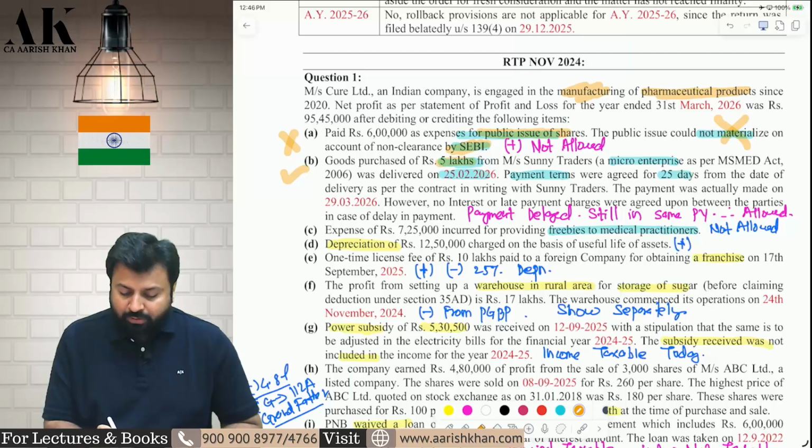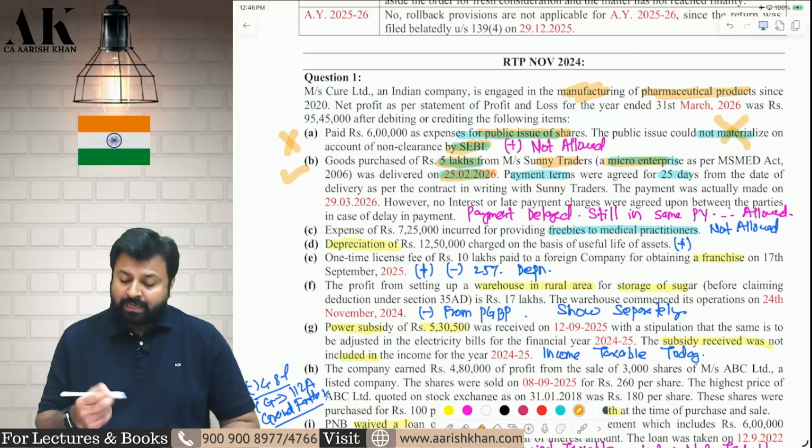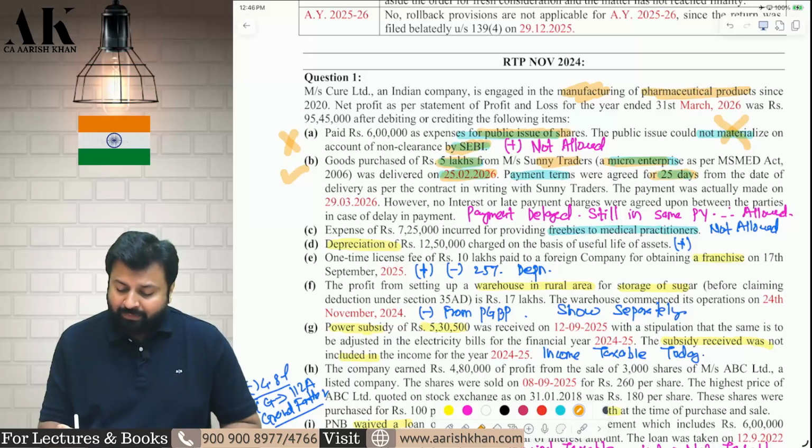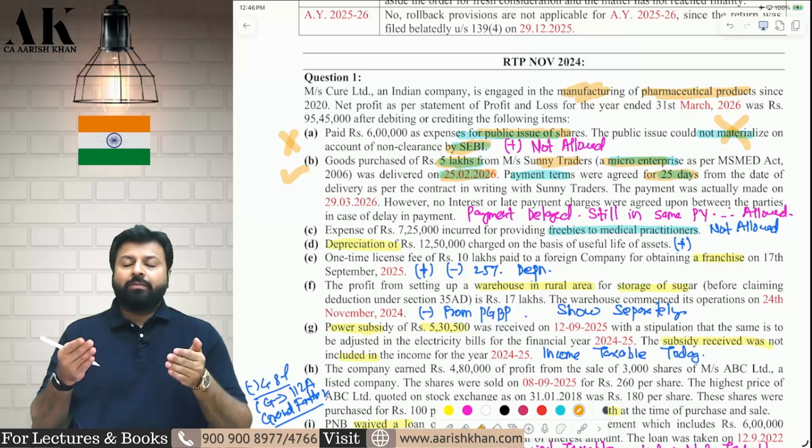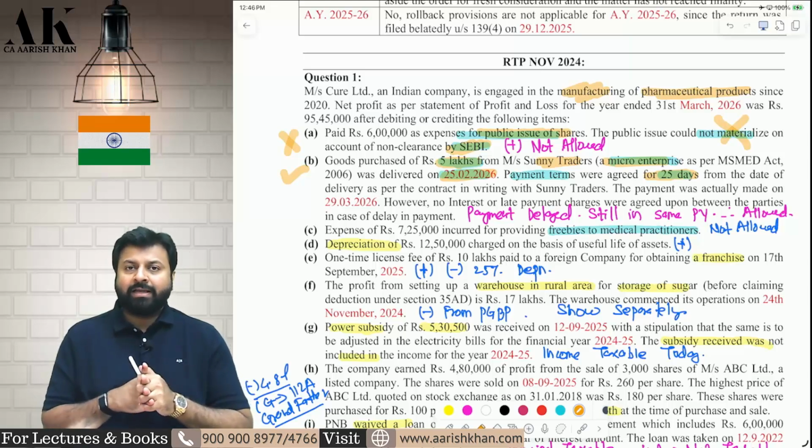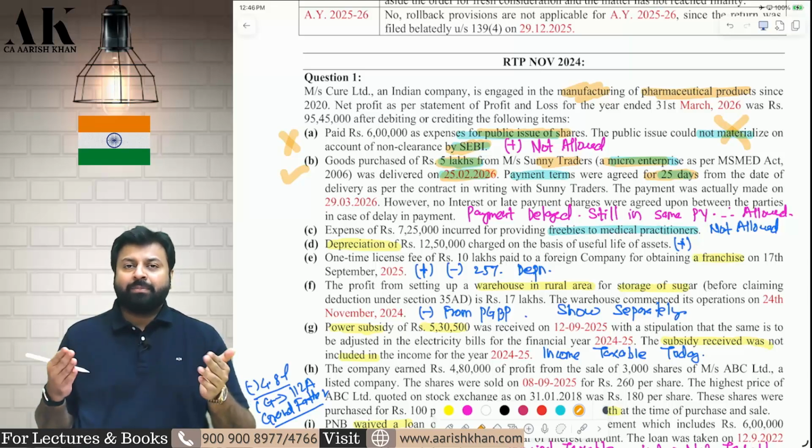The next adjustment is also a new adjustment. You are purchasing some goods of 5 lakh rupees from a micro enterprise, Sunny Traders, on 25th of February 2026, and you have made a commitment that you will make the payment in 25 days. So if you purchase anything from a micro or small enterprise, and you commit to make the payment in 25 days, if you make the payment within time, then the expenditure will be allowed on accrual basis.